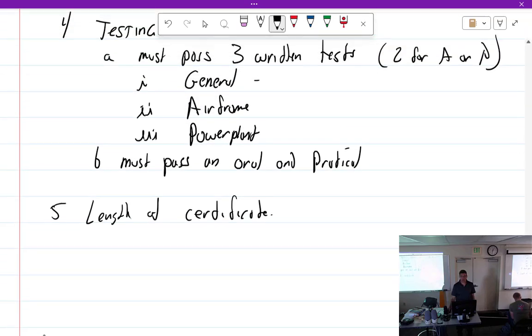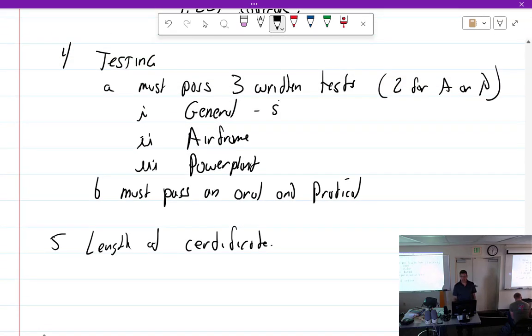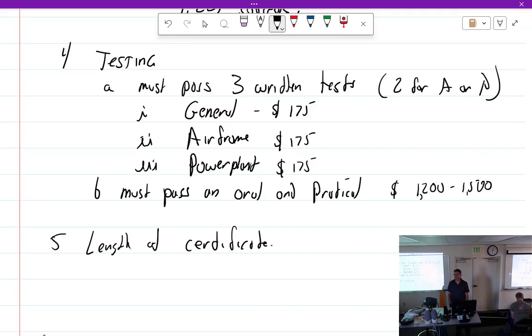Let's back up and talk about money. Right now, that one's going to cost you $175. That one's going to cost you $175. That one's going to cost you $175, and this one's going to cost you, I don't know, $1,200 to $1,500. Where are you going to get that money? Yeah. Oh, I have no idea where I'm going to get the money.